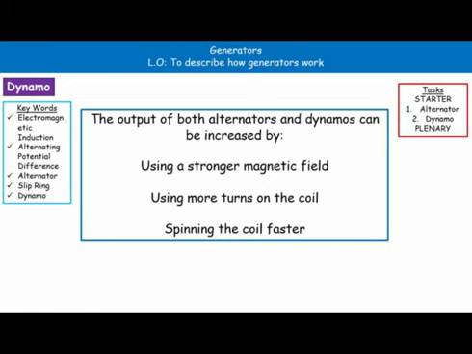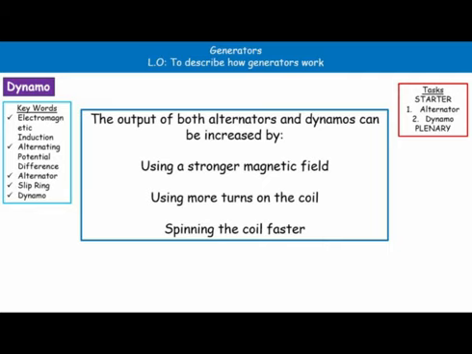What we need to know now is how we can again increase the output. Now, because we're looking at similar devices here, they're both generators at the end of the day, the way we can increase the output is the same. So whether you're asked about increasing the output of an alternator or increasing the output of a dynamo, doesn't matter, we can write the same things. So there's three that you should learn here.